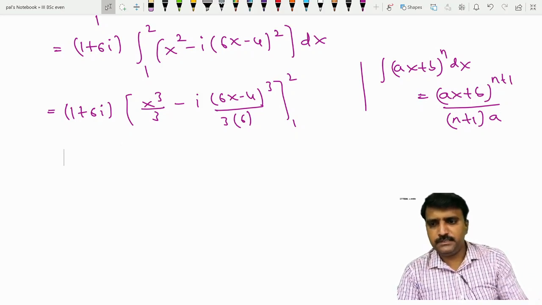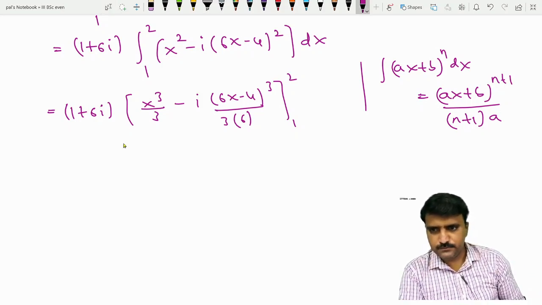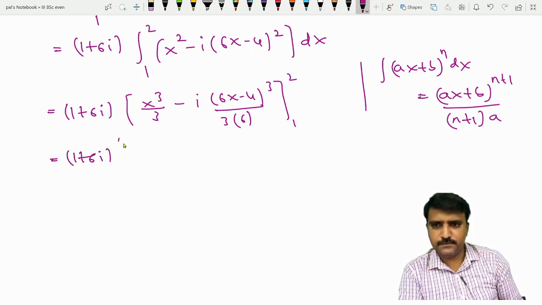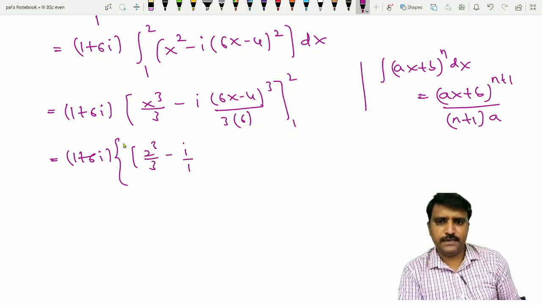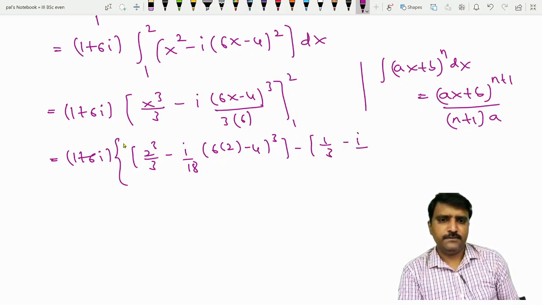Okay, now you apply the limits. This is equal to 1 plus 6i, it is a constant, you keep it as it is. Upper limit: in place of x put 2, it is 2 cube divided by 3 minus i divided by 6 3s are 18, 18 into 6 into 2 minus 4 whole cube, minus of, put x is 1, this is 1 by 3 minus i divided by 6 3s are 18 into 6 into 1 is 6 minus 4 whole cube.